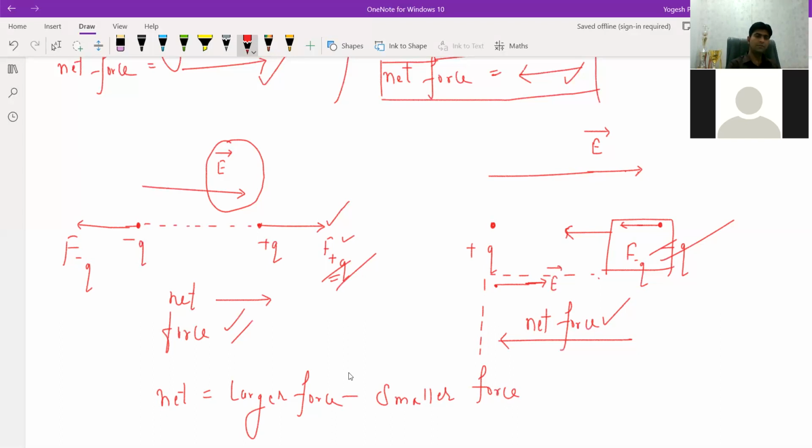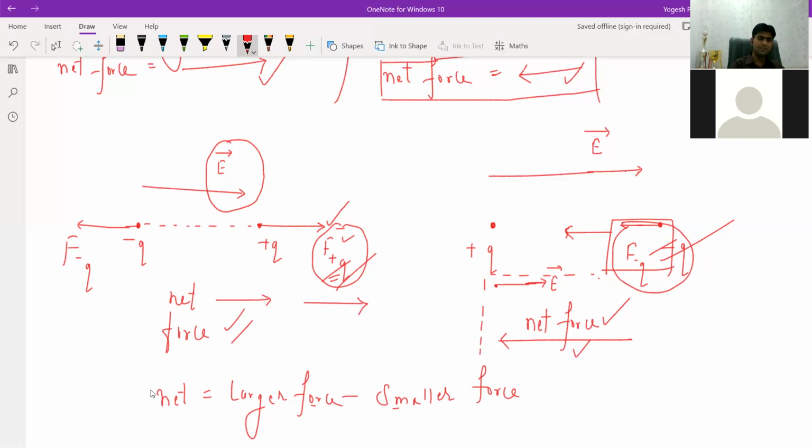ठीक है, तो लार्जर फोर्स इसमें जो है, this is on the right hand side, this is the larger force. So in this larger force minus smaller force, this is the larger force. So the direction of force will also be towards the larger force. So direction is towards right. In this case, the force on minus Q is the larger force, so the direction is towards left.